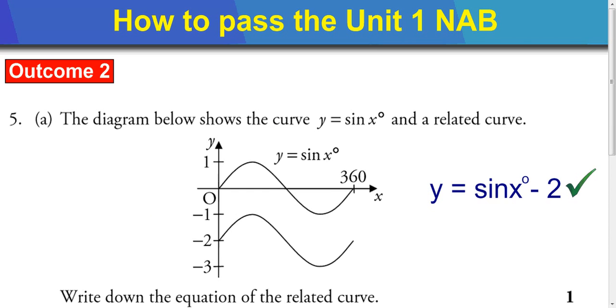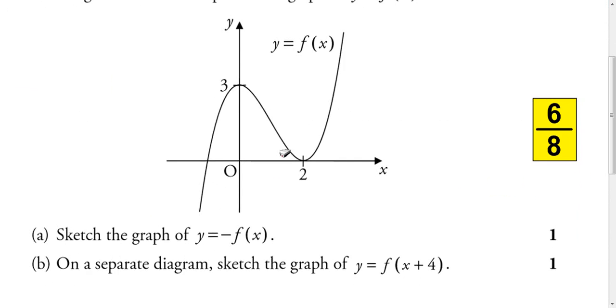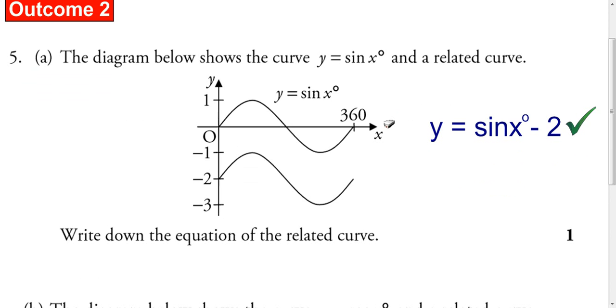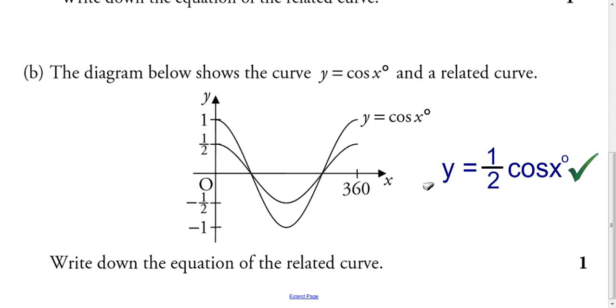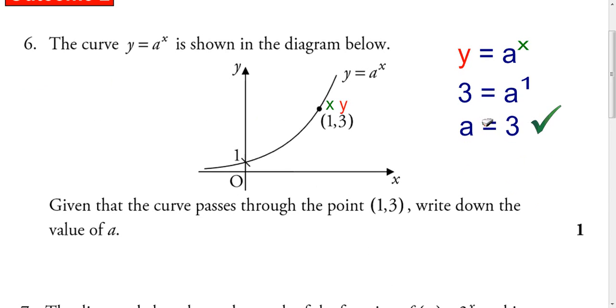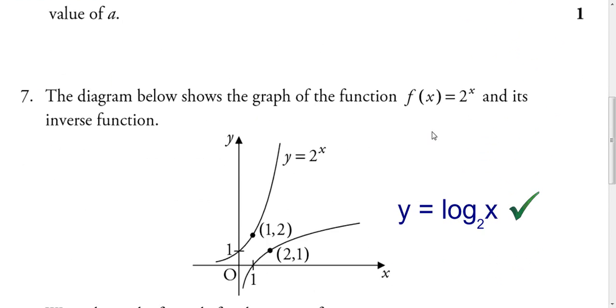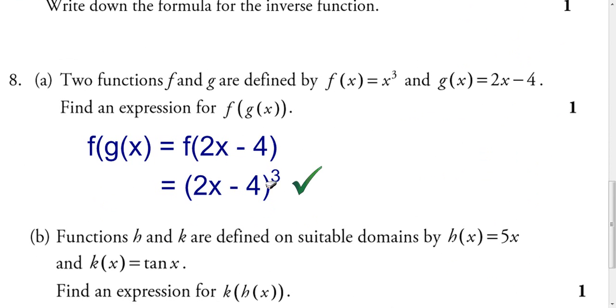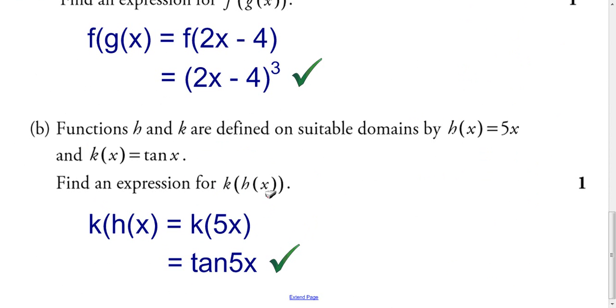We need 6 out of 8 to pass. So you get a mark for sketching this, a mark for sketching that, a mark for writing this function, a mark for writing that function, a mark for working out this value here, a mark for writing the function for logarithms, a mark for doing a composite function question, and another mark for the final composite function question.